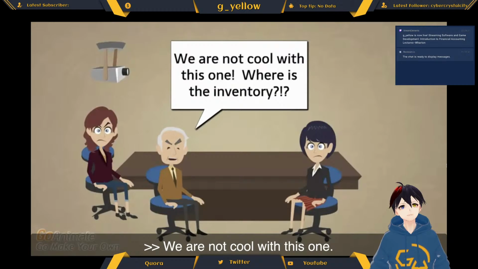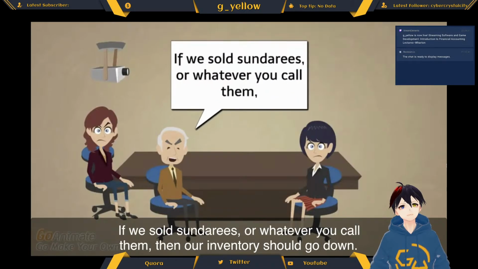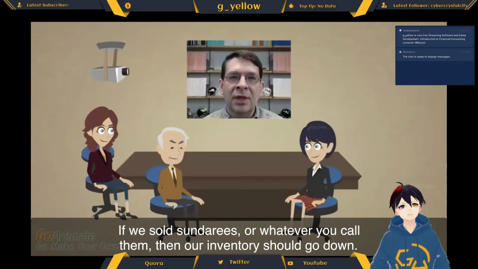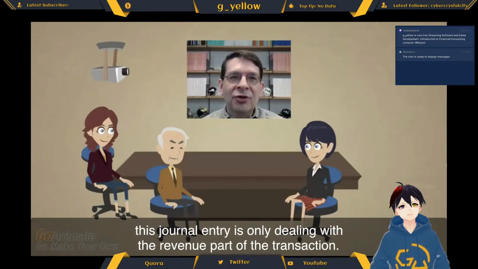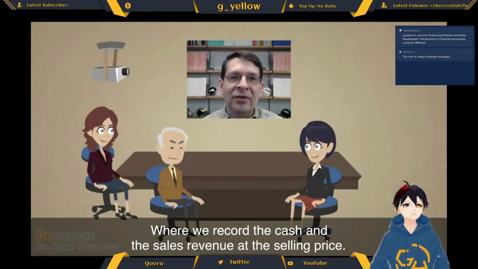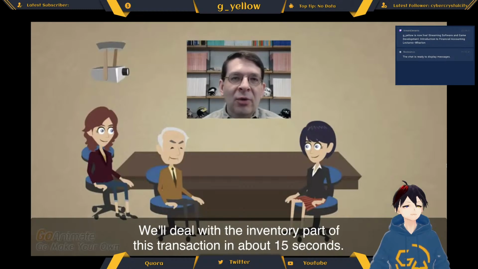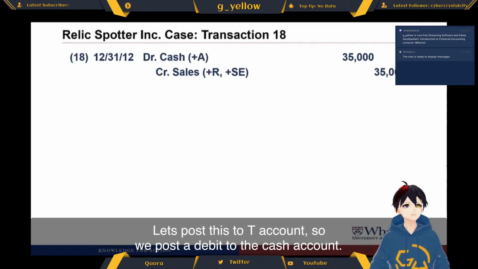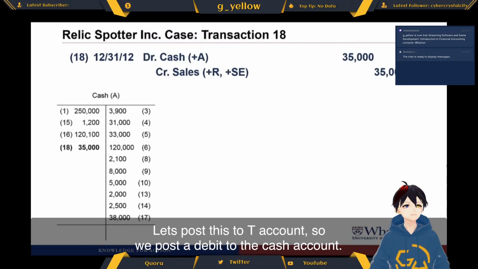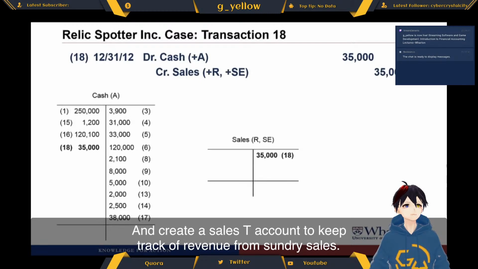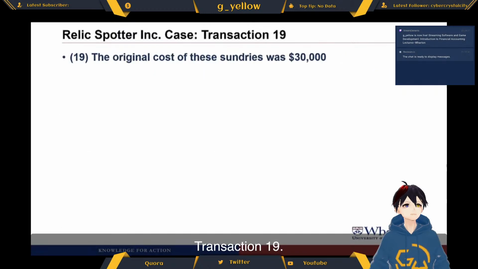We are not cool with this one. Where is the inventory? If we sold sundries, or whatever you call them, then our inventory should go down. Excellent question. This journal entry is only dealing with the revenue part of the transaction, where we record the cash and the sales revenue at the selling price. We'll deal with the inventory part of this transaction in about 15 seconds. Let's post this to T accounts. So we post a debit to the cash account and create a sales T account to keep track of revenue from sundry sales.